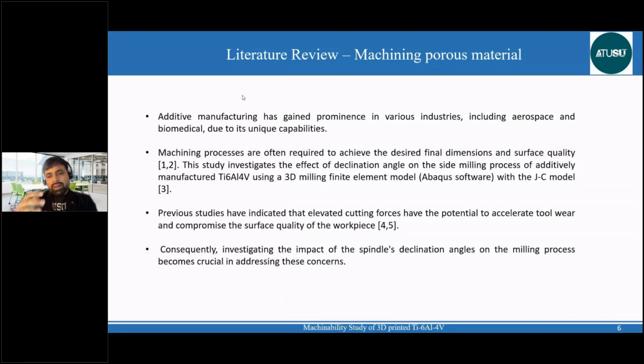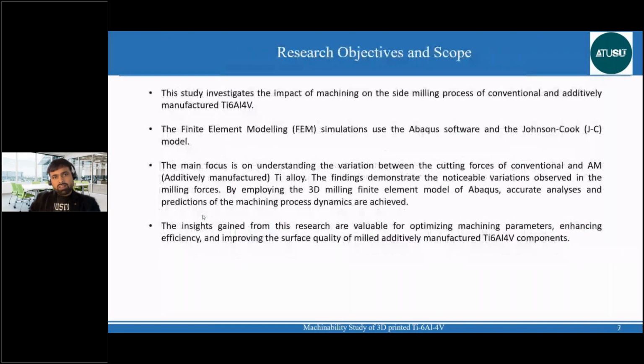So to enhance the surface quality, we do some machining, especially the milling process. Machining is quite important after getting the desired shape of the additively manufactured material. Previous studies indicate that the cutting forces, especially with 3D printed titanium alloy, accelerate tool wear and also compromise the surface quality. However, all these conditions help me to define the research objective and the scope of this study.